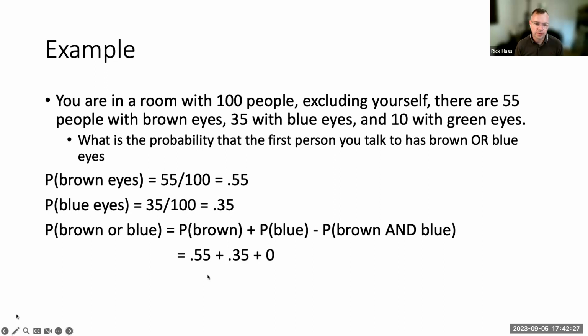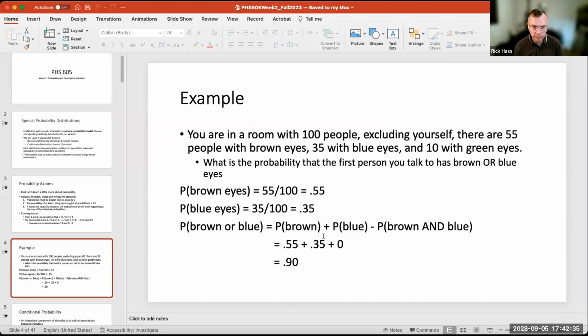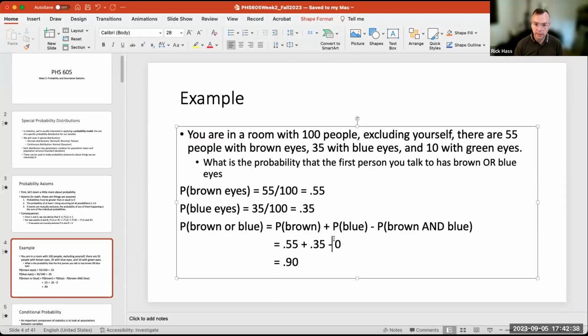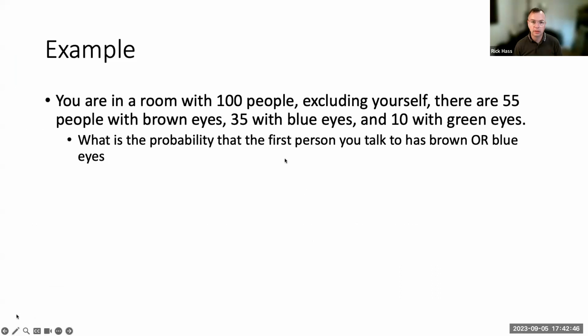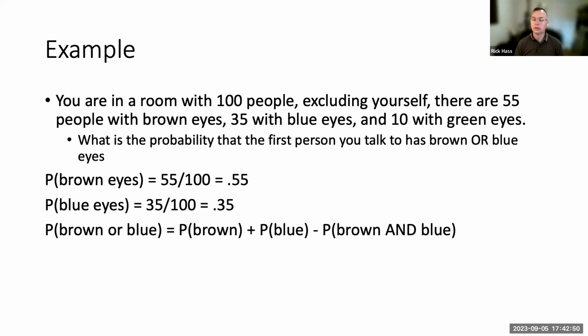Since these two events are mutually exclusive, we can just add these two. But if we wanted to get fancy with it, oops, that should be a minus. So that would matter if the events weren't mutually exclusive, like if we're talking about eye color and hair color. You could have blue eyes and brown hair at the same time.